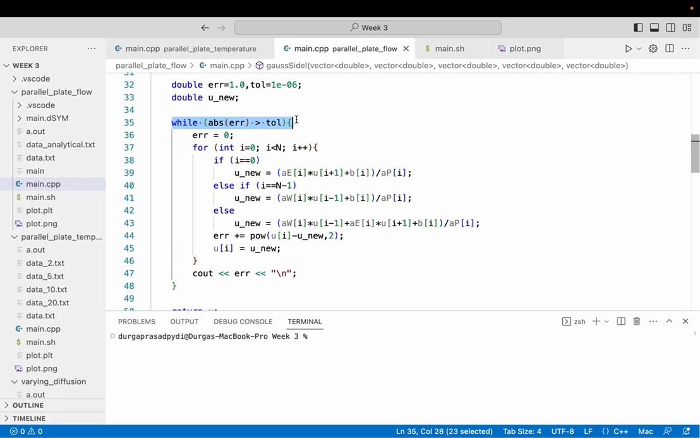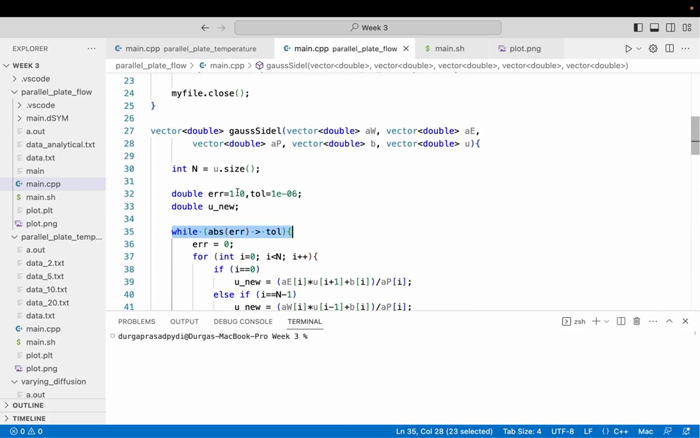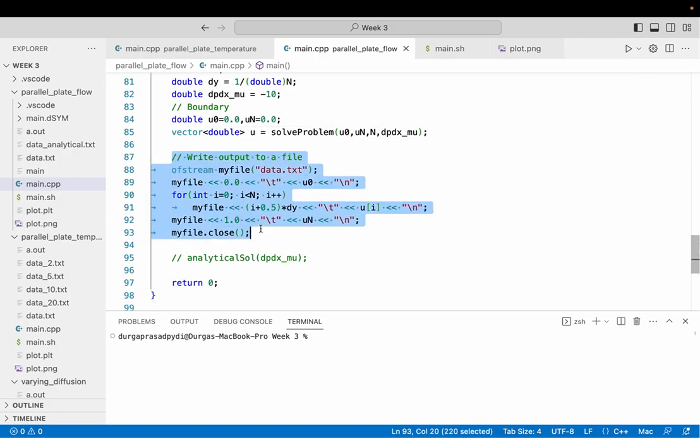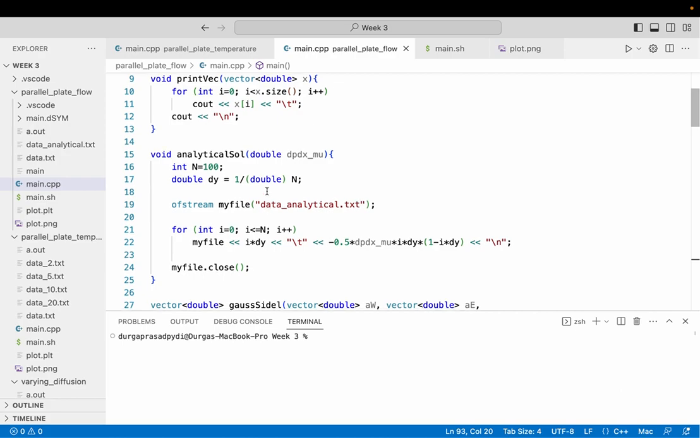It will start from the while loop again. If the error is again above the tolerance value you have specified, it will update the values. This keeps going till your error is within the tolerance, and once it is out, you will have the value of u. So you get the value of u, and this set of code is just to write it into a text file.